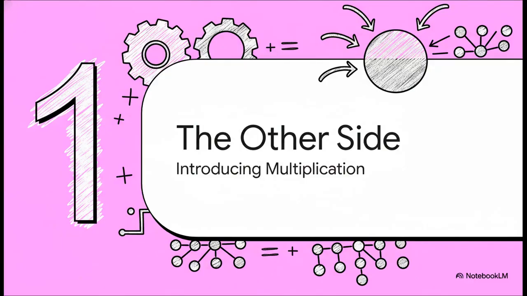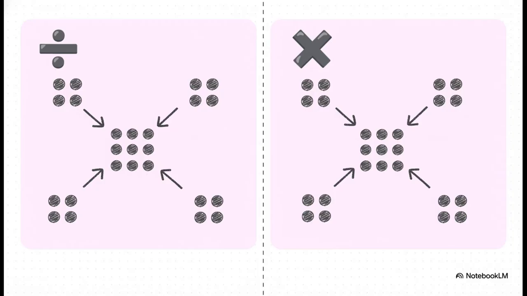Okay, but what about the flip side? What happens when you do the opposite of sharing? Instead of separating things, what if you're combining them? Well, that brings us to the other side of the coin: multiplication. Let's dig into that. It's so cool how this lays it out. They're just perfect mirror images of each other.